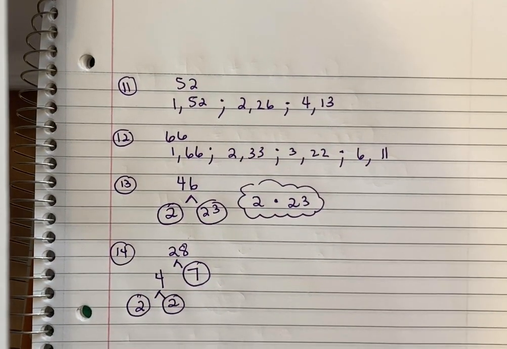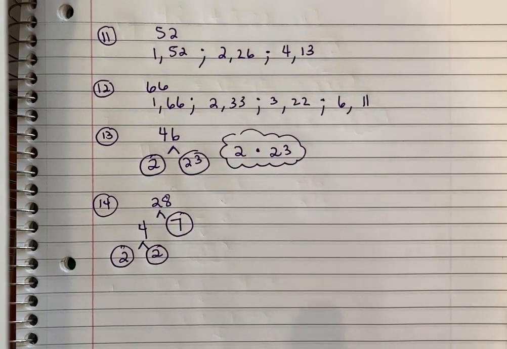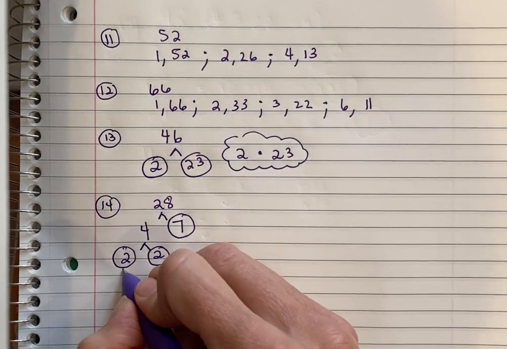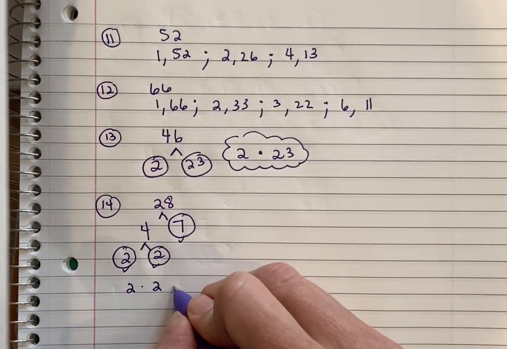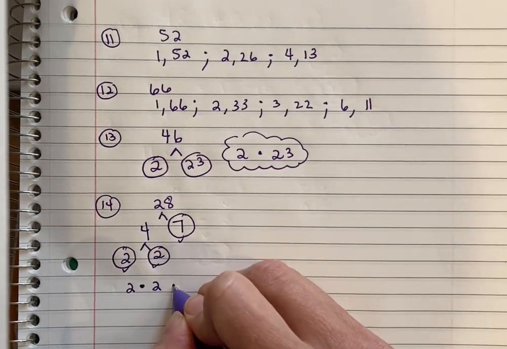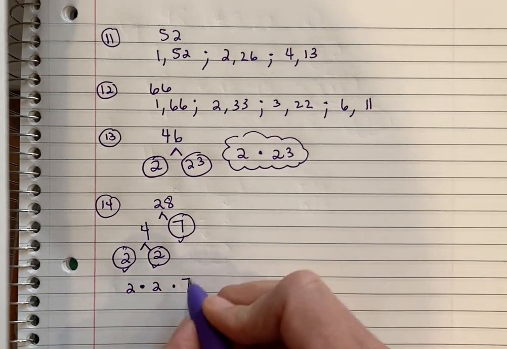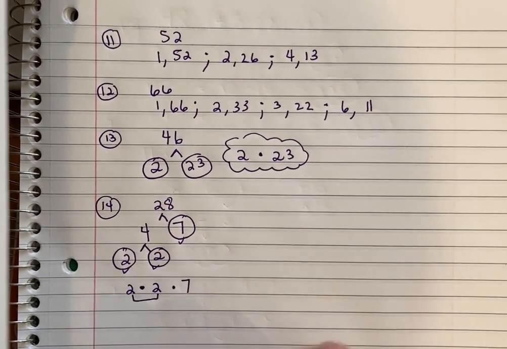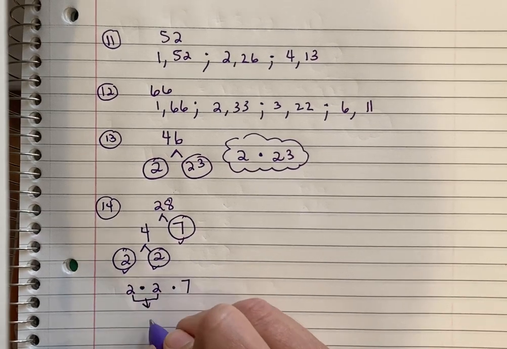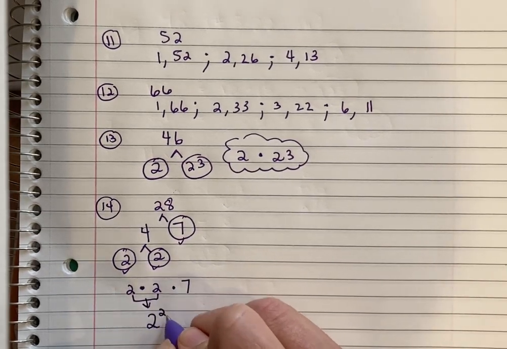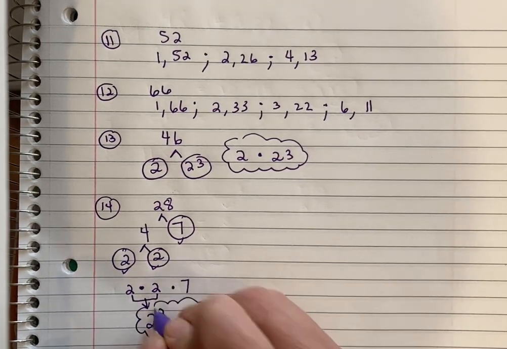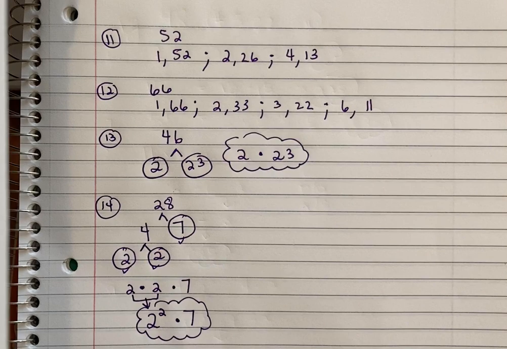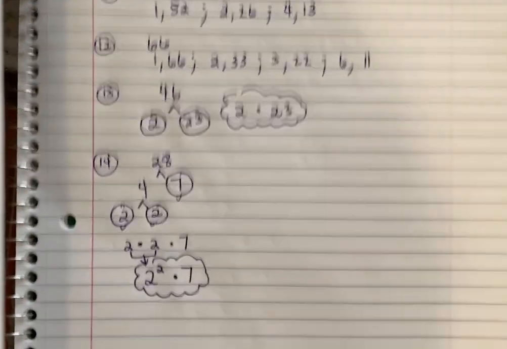So then we take our prime numbers off the tree. I like to do least to greatest right away. So I have 2 2's and I have a 7. I have multiplication symbols in between, not done quite yet. I have repeated factors, so I have to use a power to express repeated factors. Don't forget that multiplication sign in between. So we have 2 squared times 7. Okay? All right, let's look at number 15.